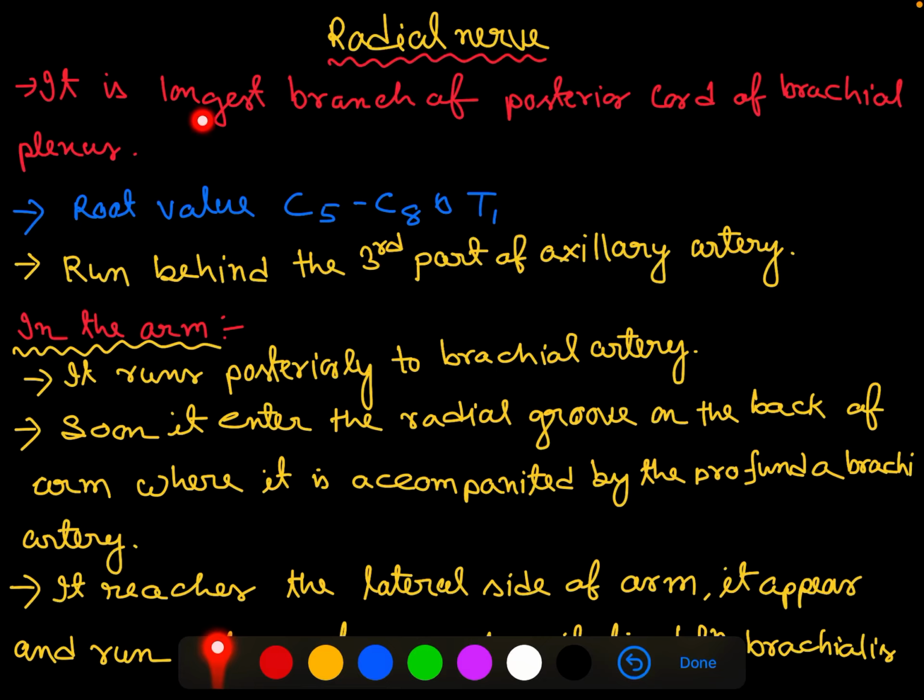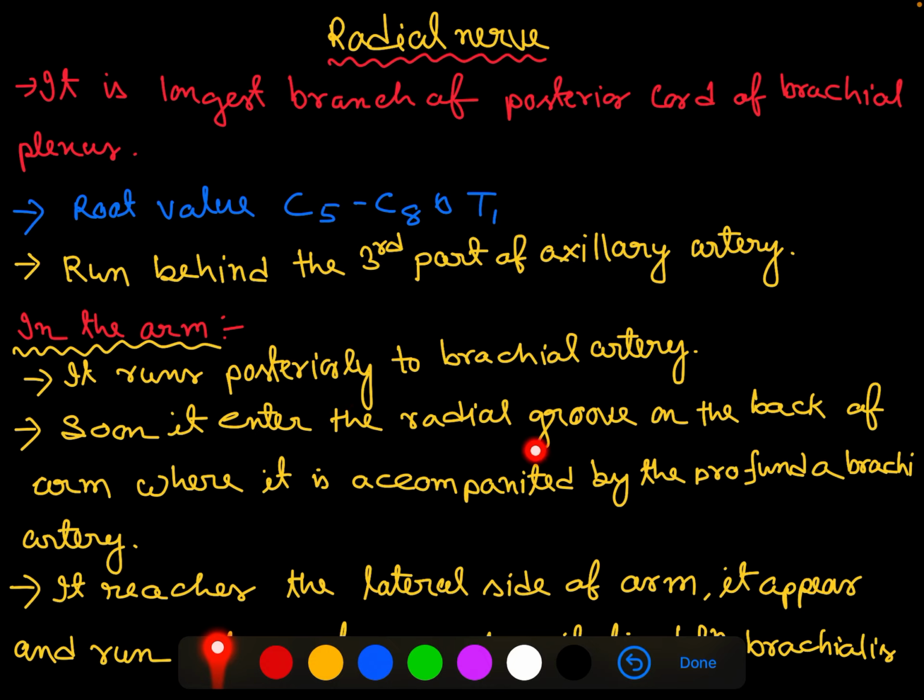Radial nerve. It is the longest branch of the posterior cord of the brachial plexus. Root value of radial nerve is C5 to C8 and T1. Radial nerve runs behind the third part of the axillary artery. In the arm, it runs posteriorly to the brachial artery.